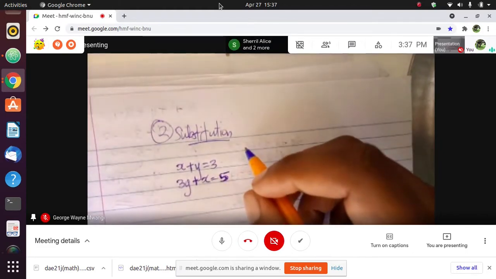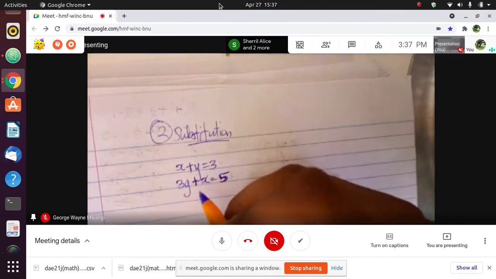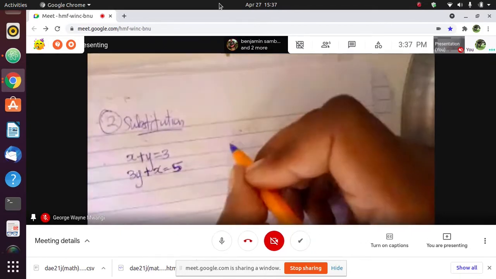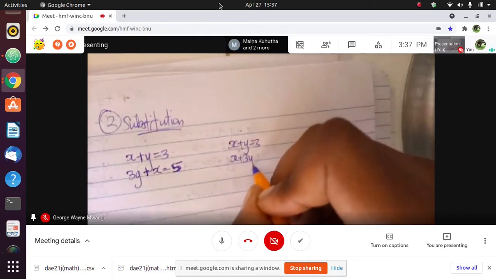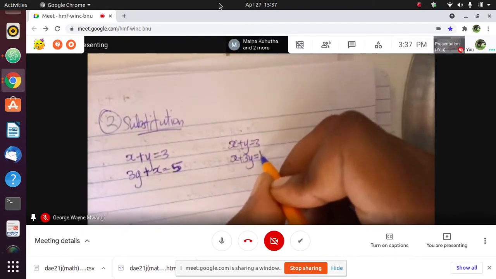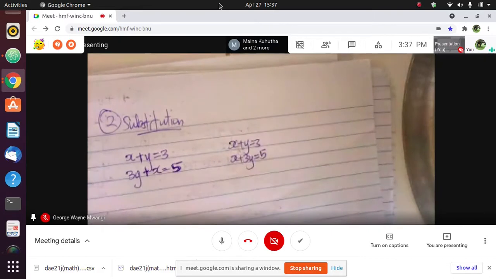You have a system of equations like that. Let me rewrite this: x plus y is equal to 3, x plus 3y is equal to 5. And you have been told to solve these simultaneous equations by substitution method. Now, how are we going to go about it?